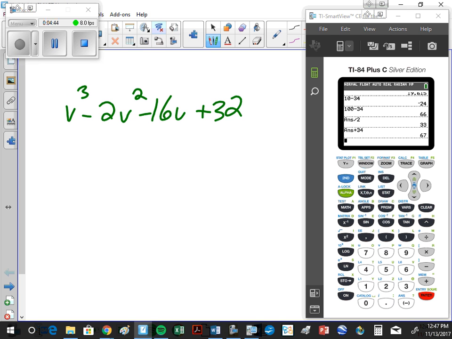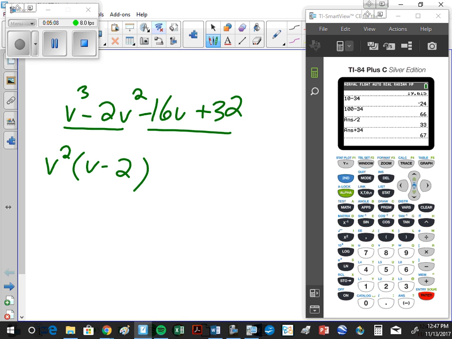Now, the only way you can factor a quadrinomial that I know of is by grouping. I group these and I group these. What does the first group have in common? v squared. So I pull out a v squared. And when I pull out a v squared, what's left? v minus 2.